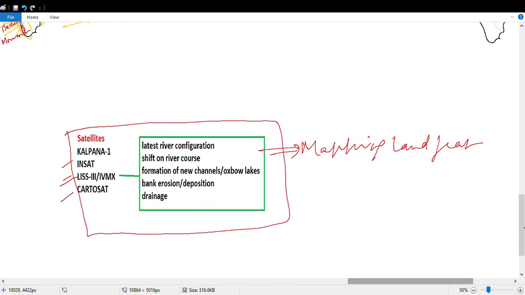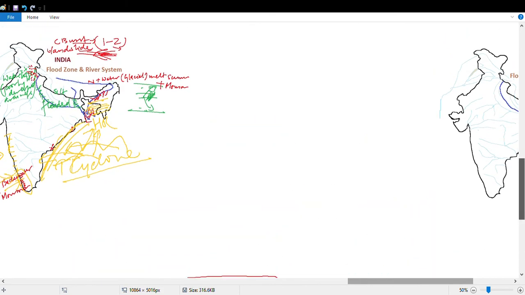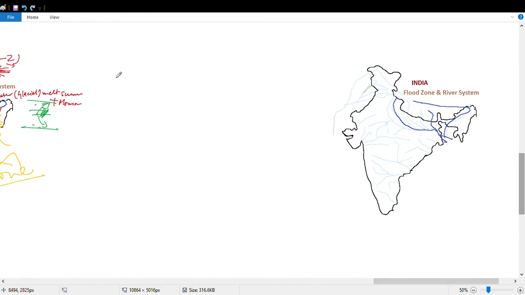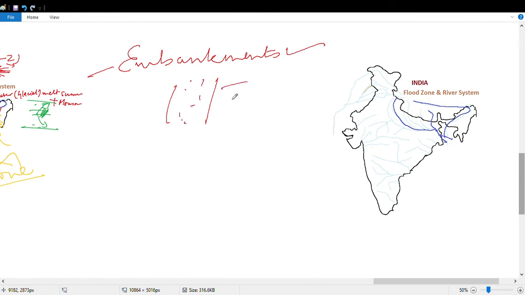Then again, coming to methods, which methods could be applied? There are some methods in which embankments have been used from old times. Embankments: this is the river, it flows right down, and it is covered with some kind of higher raised platform or cemented platform, so the river could not spill up.